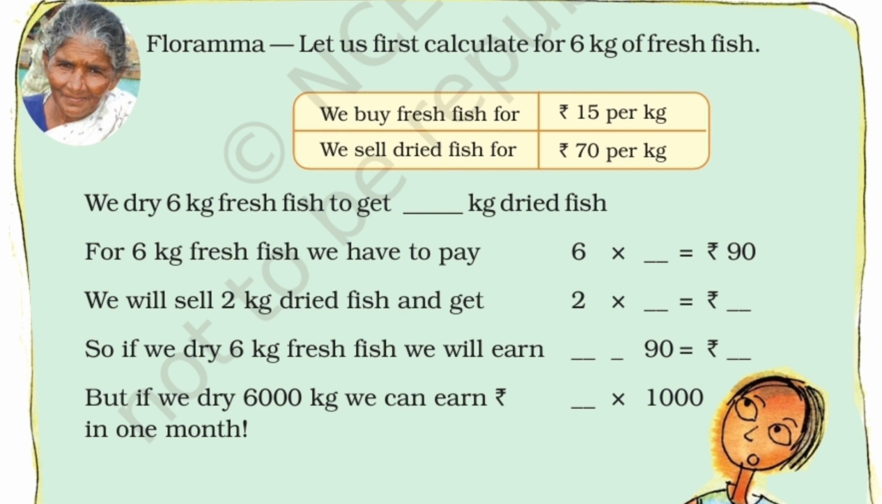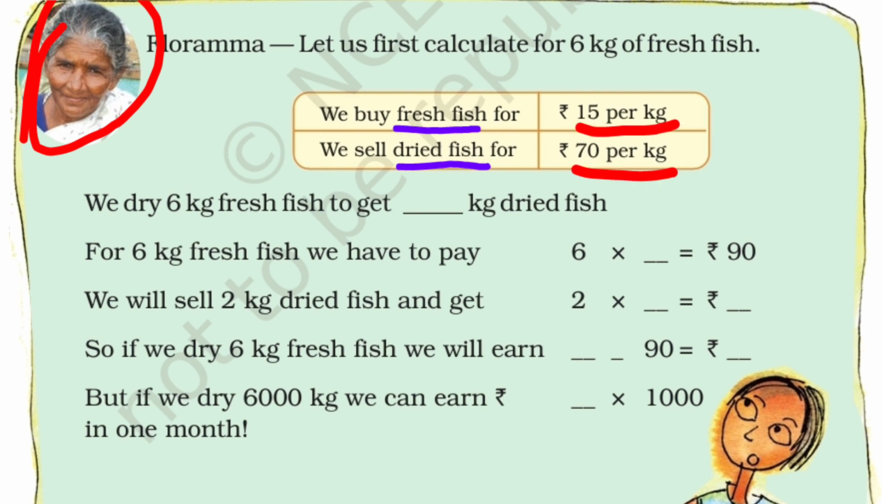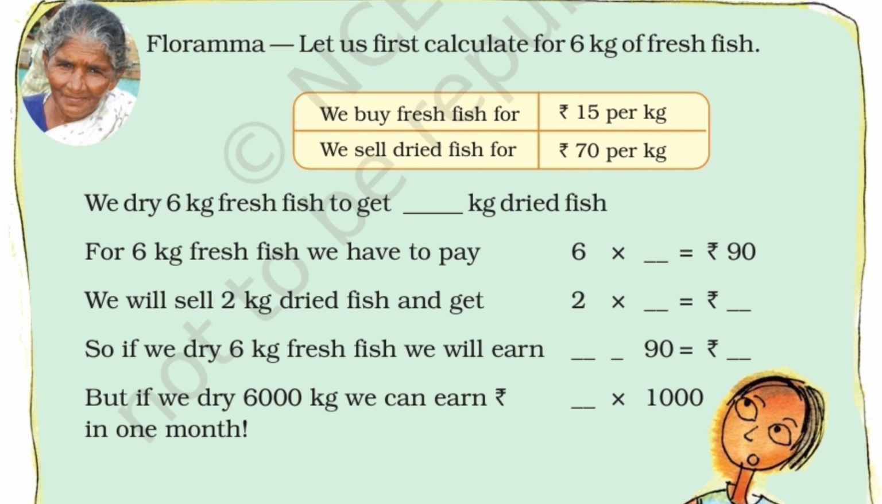Let us first calculate for 6 kg of fresh fish. So here we have Florama. She is selling the fresh fish and also the dry fish. Fresh fish for 15 per kg and dry fish for 70 per kg. So we dry 6 kg of fish to get dash kg of dry fish.